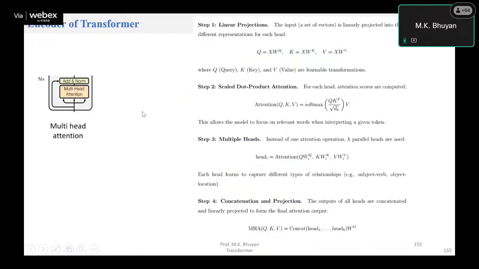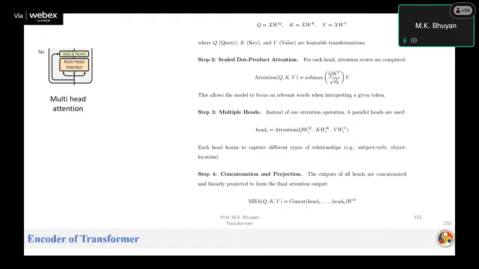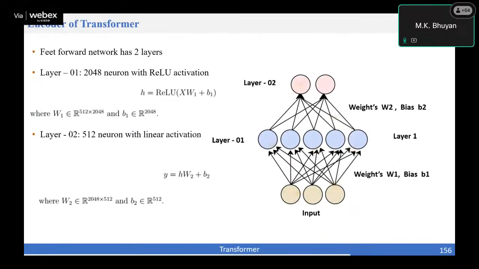And after this we are considering the multiple heads. Already I mentioned how to consider the multiple heads. We have to consider attention corresponding to head number 1, head number 2, head number 3, and after this we have to do the concatenation of the heads. And finally, we have to consider the fully connected layers, that is the feed-forward network. So it has 2 layers.